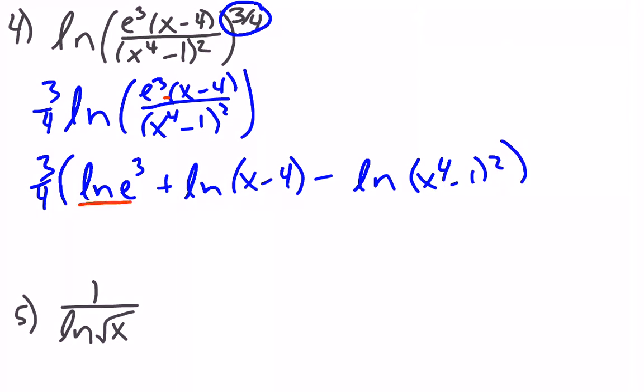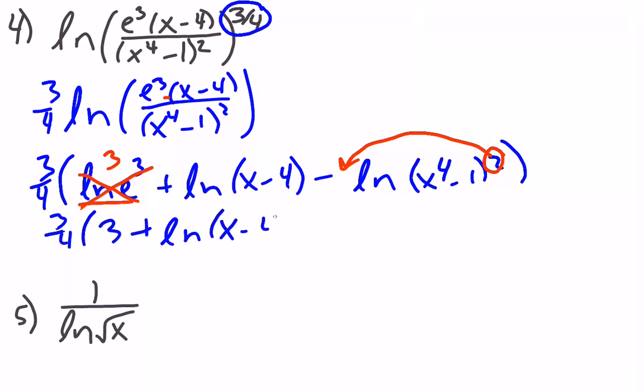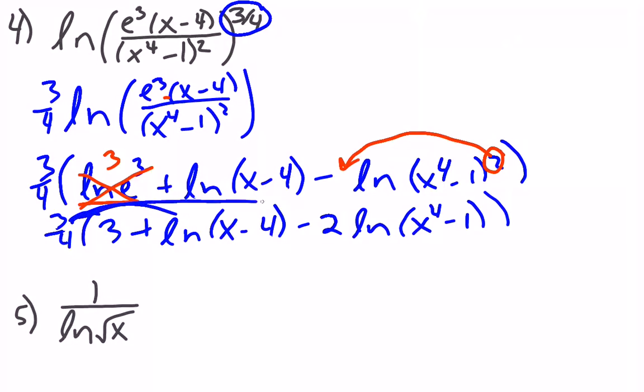So the first thing I'm looking at is that natural log of e cubed is actually just going to reduce to 3. Because remember, natural log is base e. So e to what power is e to the 3rd? Well, just 3. The other thing I see is that I have an exponent still left. So when I go to the next step, I'm going to bring that to the front. So let's write the next line. 3 to the 4th times 3 plus natural log x minus 4 minus 2 natural log x to the 4th minus 1. And the last thing to do is distribute your 3 to the 4th.